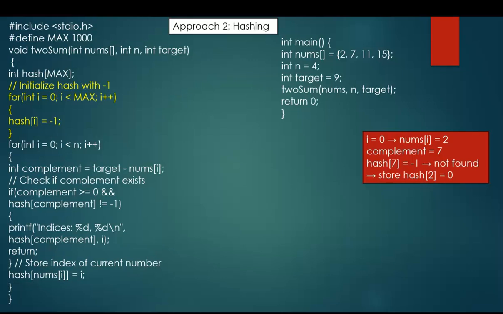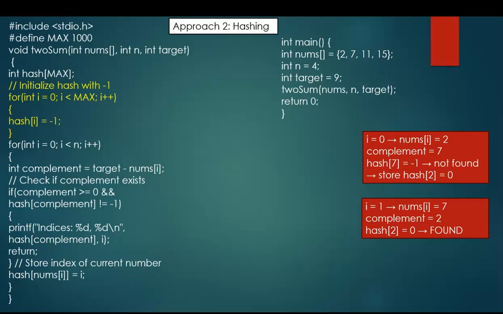I am storing the index of the current number. How am I storing it? Hash of nums of i equal to i. What is nums of i? Nums of i is nothing but 2. Hash of 2 is equal to 0. So I am storing hash of 2 as 0. Hash of 0 is -1, hash of 1 is -1, whereas hash of 2 becomes 0.